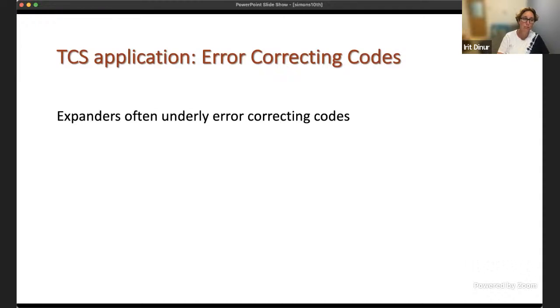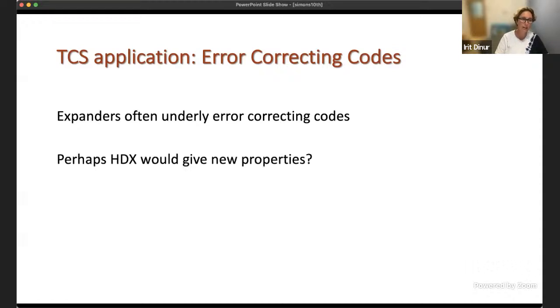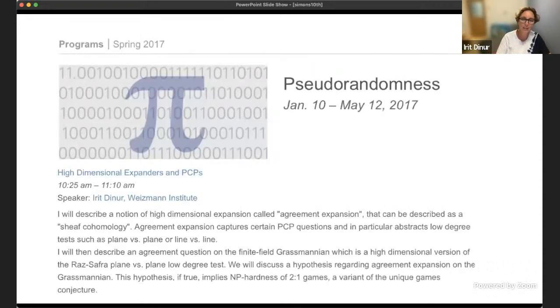I want to get back to error correcting codes to connect to the stuff I talked about before. So as we already saw, error correcting codes are often based on expansion and expander graphs. And when we started to learn about these high-dimensional expanders, it was very natural to wonder if we can use them to create error correcting codes with new properties. And there was a Simons program in 2017 on pseudo-randomness, and I happened to be there for part of the program. I spent some time with Tali Kaufman and others, and here is a talk that I gave.